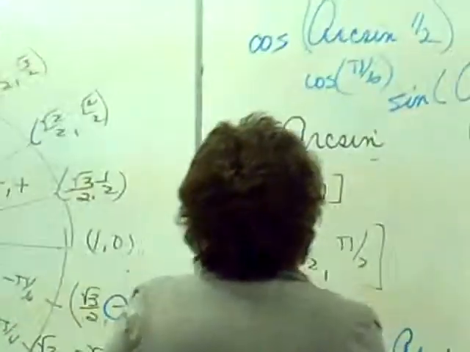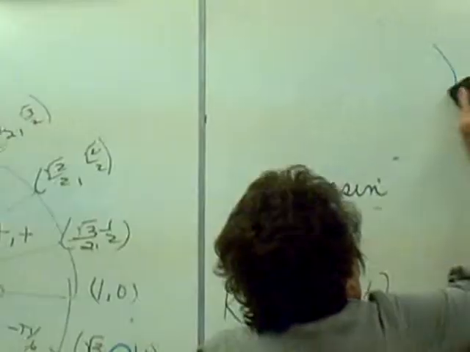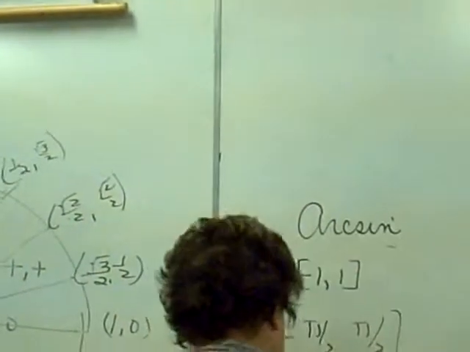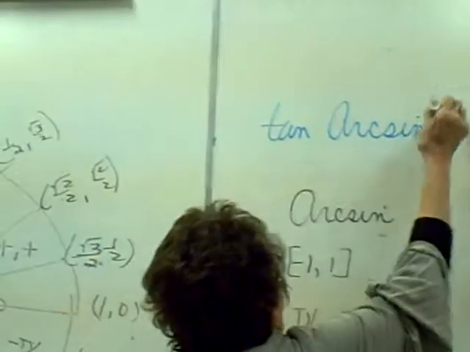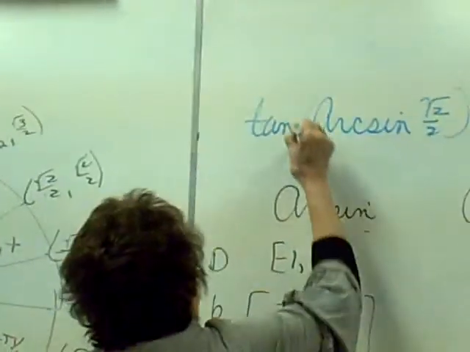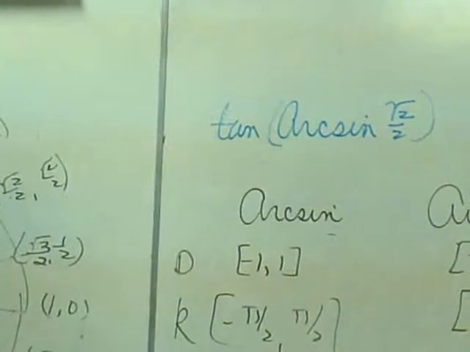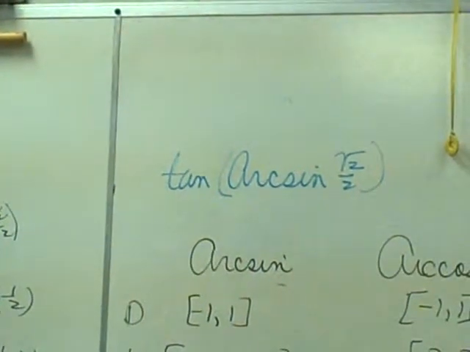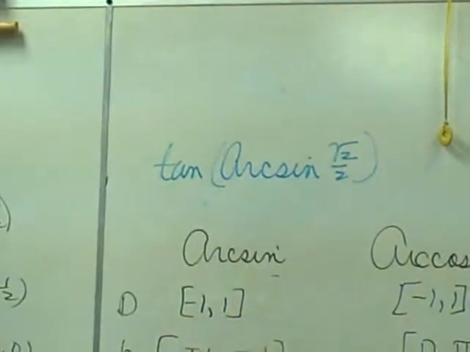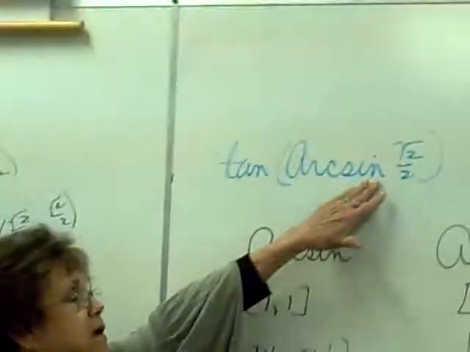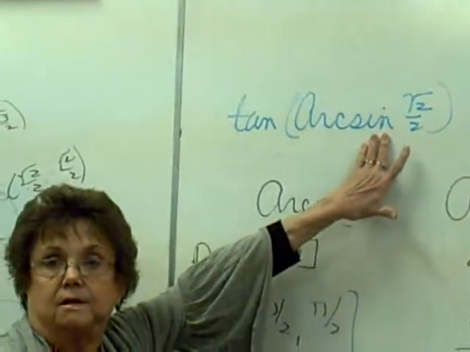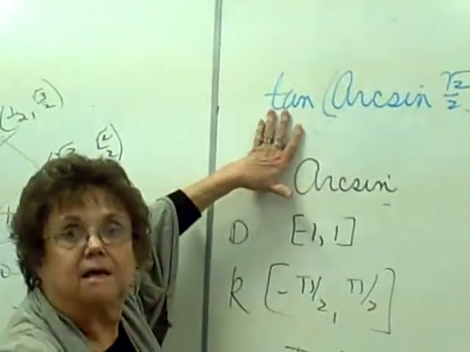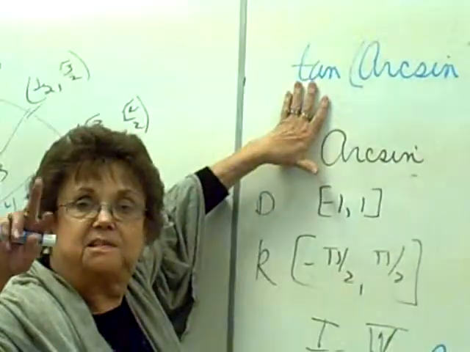What if I said, without working it out, see if you could do this in your brain, find the tangent of arc sine square root of 2 over 2. Who's going to be first to get this one? Isn't it 1? It is 1. You're not supposed to solve it. You're supposed to think. Where sine is square root of 2 over 2, what would tangent be? 1. That's when sine and cosine are the same.